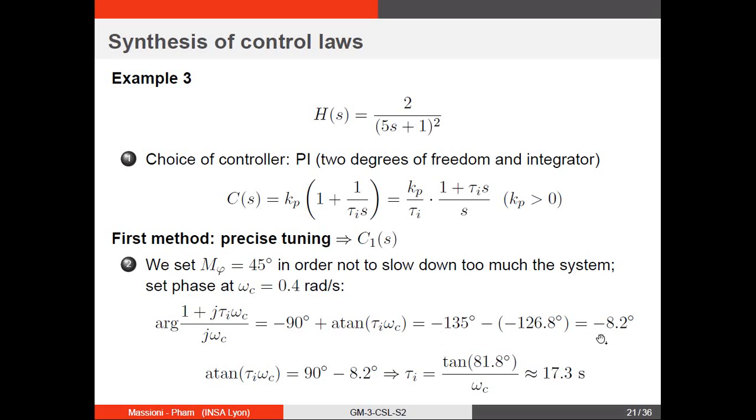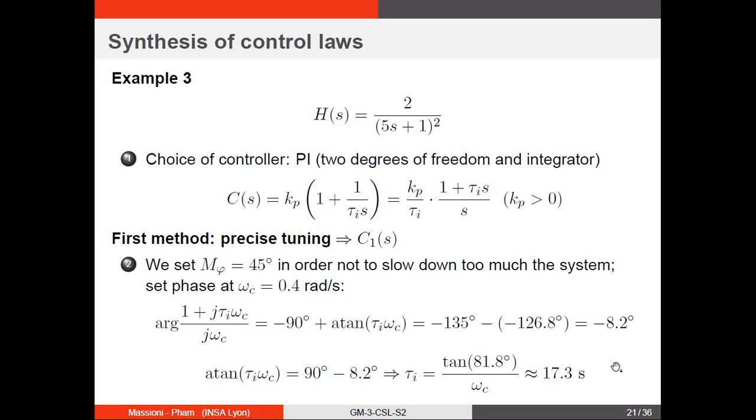After moving this to the other side, we get that tau I is the tangent of 81.8 degrees divided by omega C. Omega C is 0.5 radians per second, which yields 17.3 seconds. Remember, tau is a time.